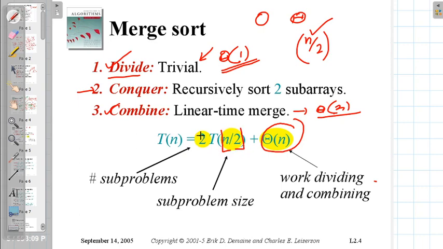So recursively sorting two subarrays, each consisting of n by 2. Two subproblems we are creating, and then we are solving them. So for this conquer operation we get 2 T of n by 2, and then the divide and combine operation will take theta n. So this is the merge sort recurrence we have got.